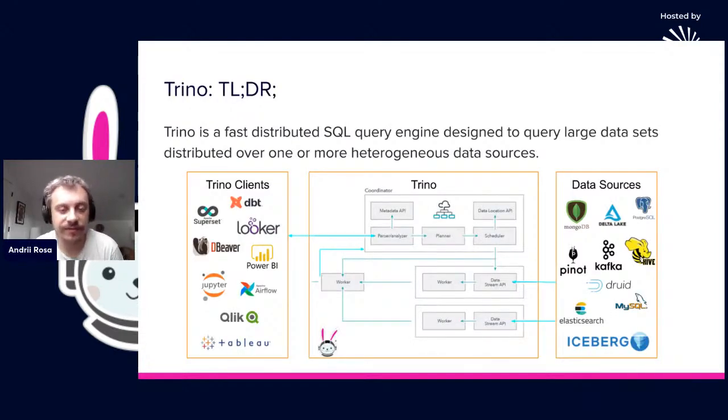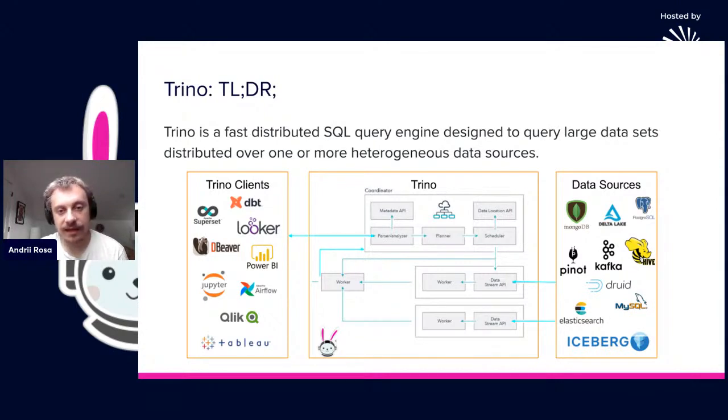First of all, very quickly, what is Trino? Trino is a distributed processing engine that allows processing very large data sets distributed over one or more heterogeneous data sources. To do this processing, it also provides a very convenient and consistent ANSI SQL compatible interface, which makes this engine very powerful.